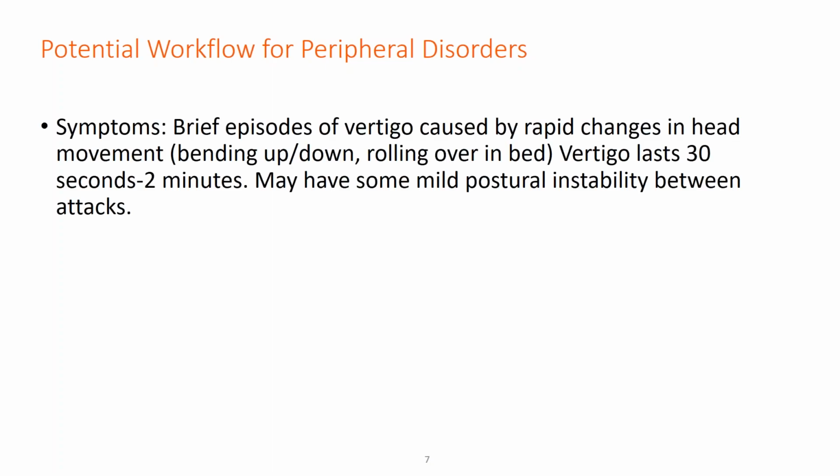If a patient came in complaining of brief symptoms of vertigo that might be induced by rapid changes in head movement, like bending up and down, or more specifically rolling over in bed, they think the vertigo lasts about 30 seconds to 2 minutes, but maybe it feels like forever to that person. And between the attacks, they're also feeling just a little off, not quite up to the task. You might start to wonder what this disorder might be. I'm going to give you just a second to formulate what disorder you might suspect that they have.